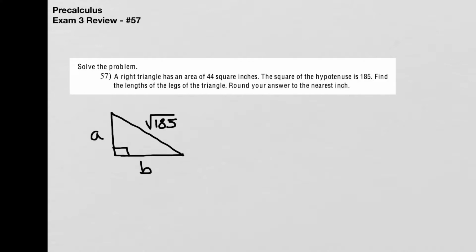So I'm going to get two equations for my two unknowns, and my first equation is going to involve the area of the triangle. I know that the formula for area of a triangle is 1/2 times the base times the height, so that's 1/2 AB. And that's 44 square inches. I'll multiply both sides by 2 to simplify this a little, so I have AB equals 88.